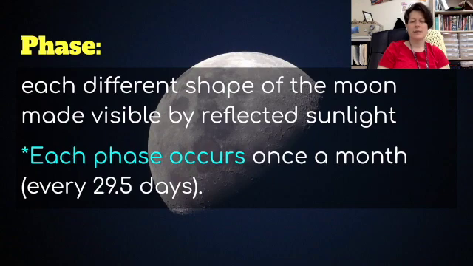And you're saying, wait a minute, I thought you just said that it takes 27.3 days for it to revolve around the Earth. And that is correct. But not only is the moon revolving around the Earth, the Earth is revolving around the sun. And so there are a couple of catch-up days that have to occur due to that difference.